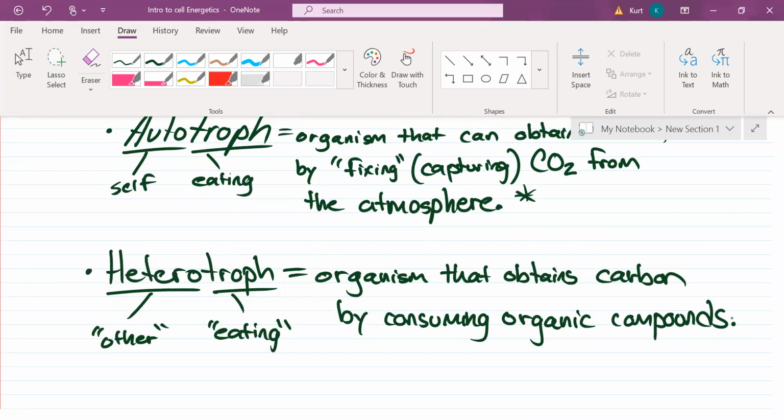If you're an animal, if you're a fungus, you're decomposing. Some protists are heterotrophs and some prokaryotes are heterotrophs. If you ever had a staph infection, strep throat, syphilis, hopefully no one's had any of those, those are all heterotrophic prokaryotes. They're basically feeding off of you.